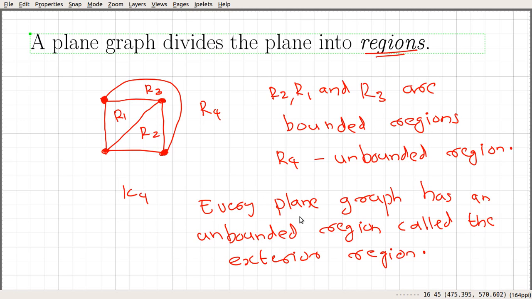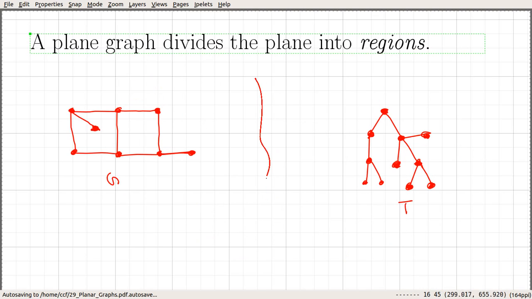So let's look into two more examples. Let's consider this graph G and this graph T. T is a tree anyway. Here we can see that this graph divides the plane into different regions. Let's call this region R1. This R1 region includes this particular edge. R2 is this region, and R3 is the unbounded, exterior region. So in this case R1 and R2 are bounded regions or interior regions, and R3 is called the exterior region.